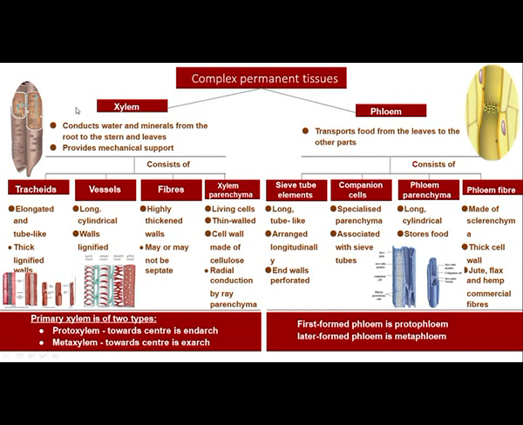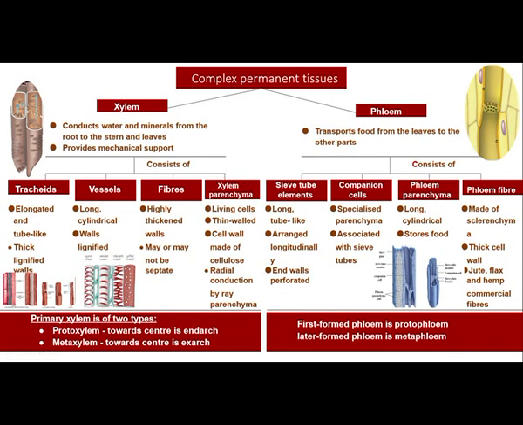Now, the xylem can be divided into four parts: the tracheids, the vessels or the trachea, the fibers, and the xylem parenchyma. Of these, the tracheids, the vessels or trachea, and the xylem fibers are the dead parts of the xylem. The xylem parenchyma is the only living part of the xylem.